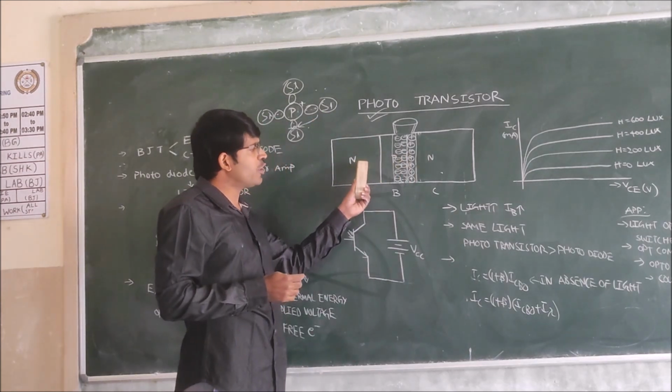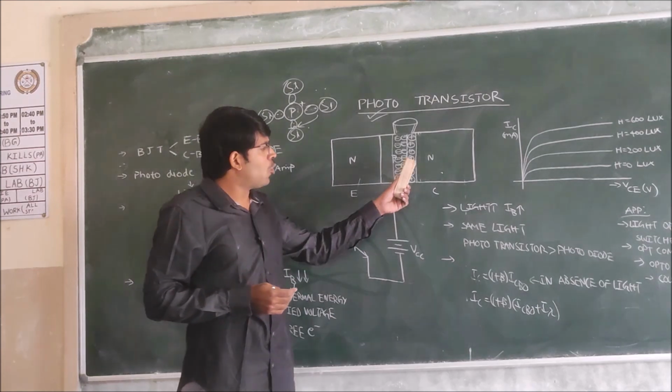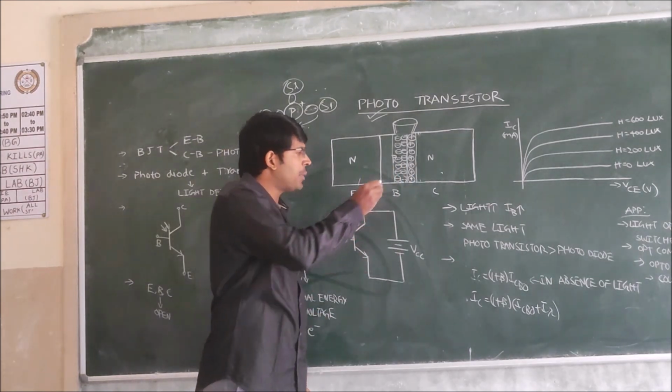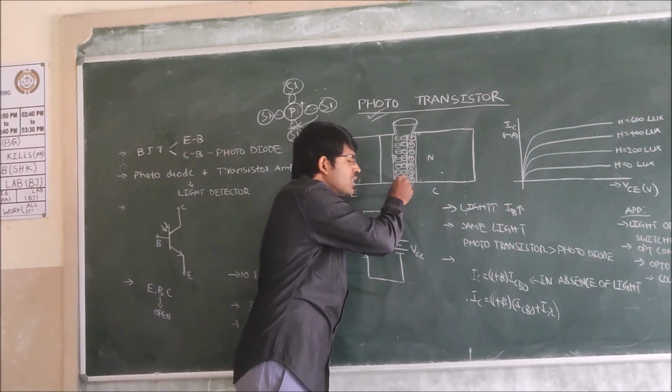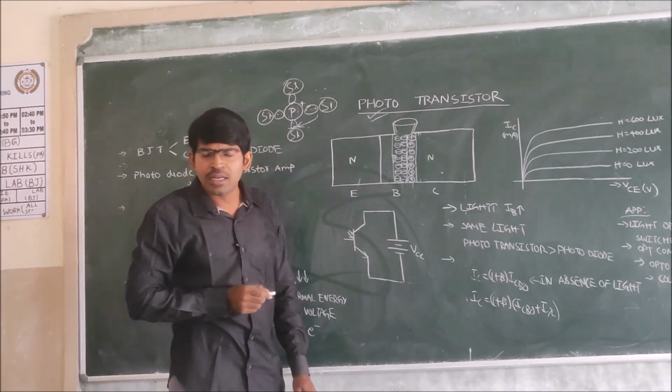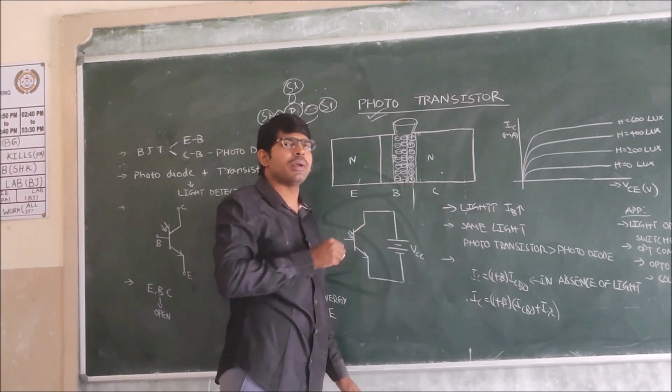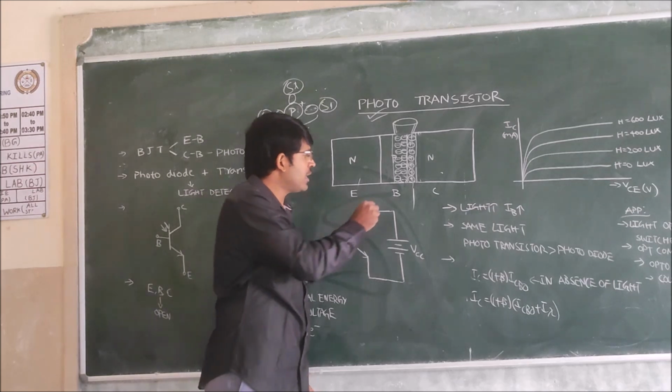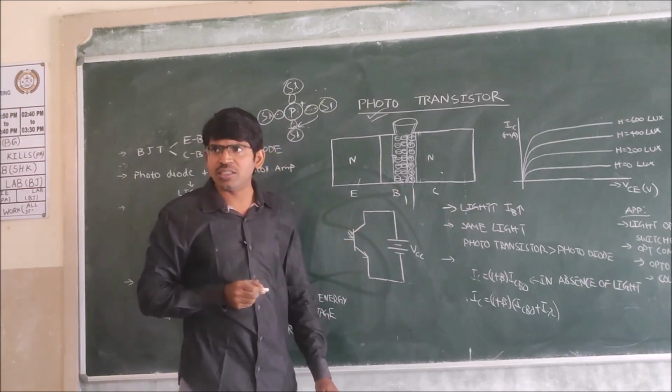Sir, why are holes moving to this side only? Holes are moving to this side because the positively charged region is here. It behaves like the positive terminal of the battery. And here the negatively charged region is there.